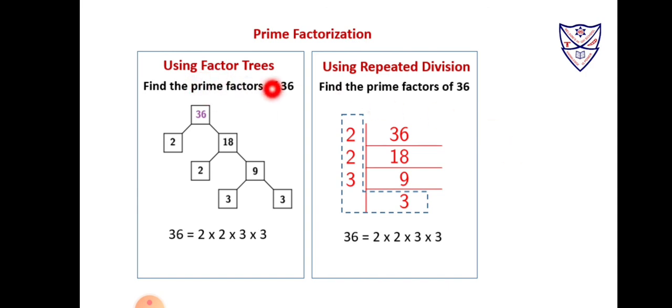So students, in the factor tree what will we do? Find the prime factors of 36. So 36 is a number, 2 18s are 36. Now this 18 we will do 2 9s are 18. Now 9 again we will divide, 3 3s are 9. So what are the prime factors? 2 multiply 2 multiply 3 multiply 3. And the repeated division method means you will use the division method. You will use this method: 2 18s are, 2 9s are, 3 3s are, and 3 1s are. So what are the factors? 2 multiply 2 multiply 3 multiply 3. So these are the two different methods of prime factorization.